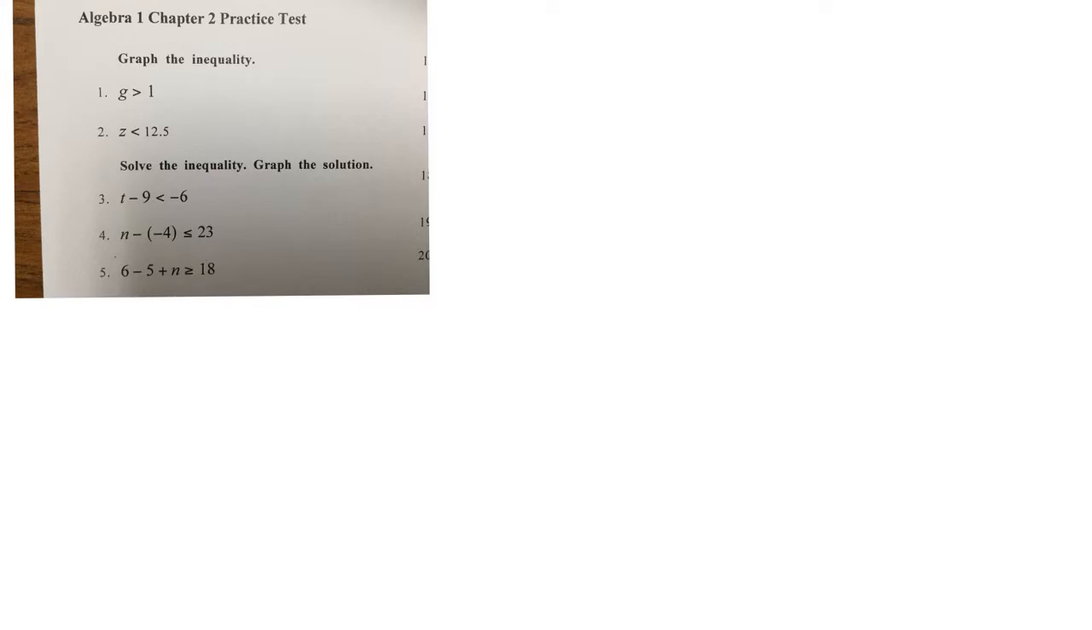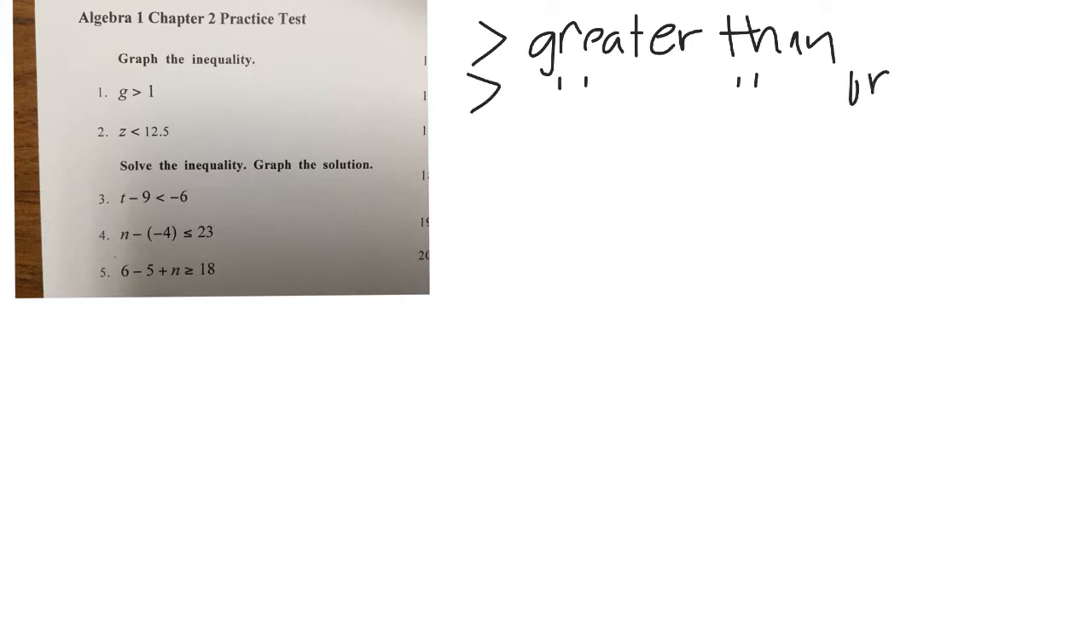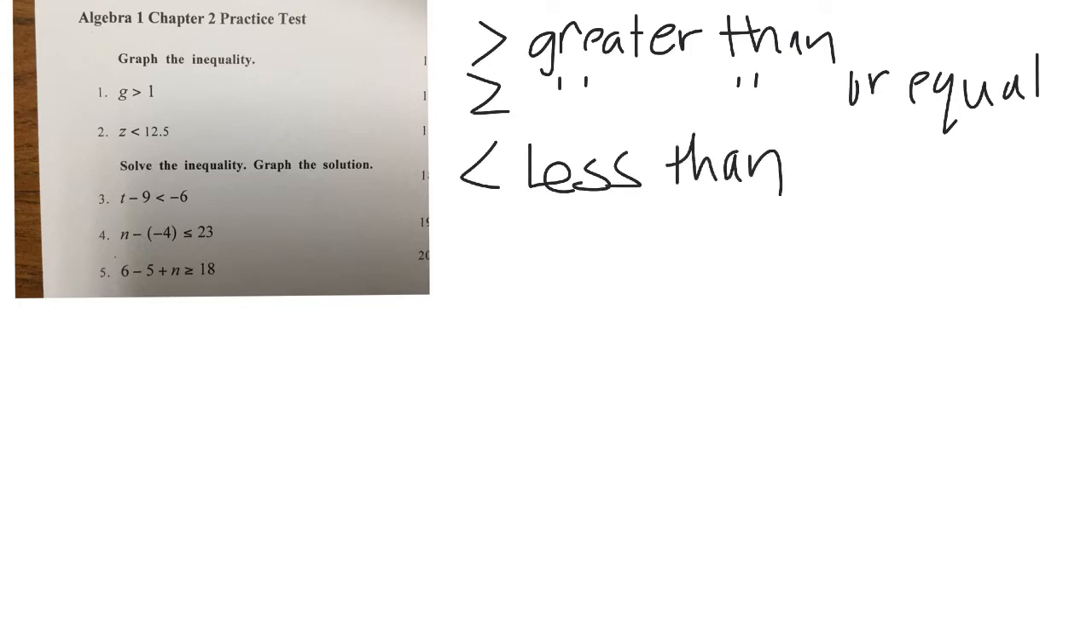We have greater than, we have greater than or equal to. Those little lines mean the same thing, or equal. I forgot to put the line underneath. We have less than, and less than or equal to. Please forgive my writing. My good stylus broke.